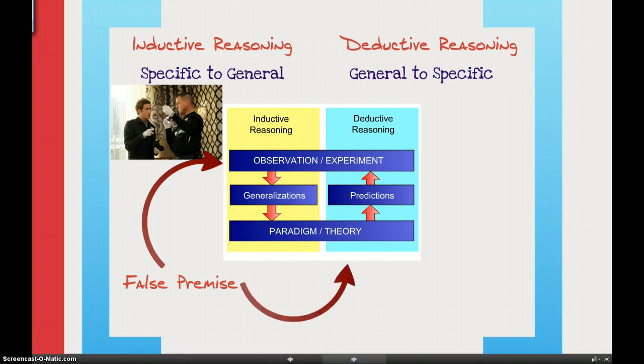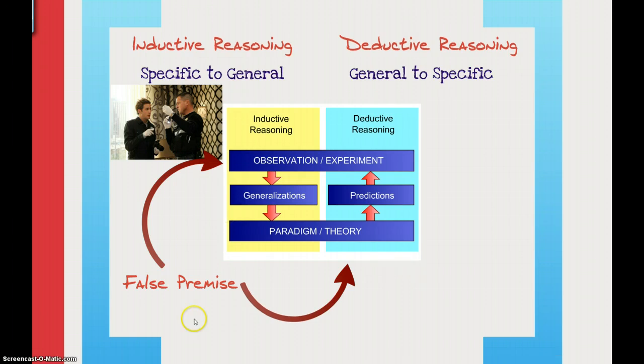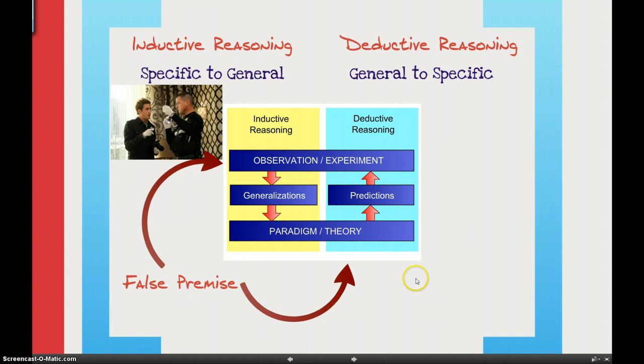It's the same for deductive reasoning. If you start with an incorrect theory and apply it to a specific situation, then you can come up with an incorrect outcome. So let's say you had a false premise for a theory that all teachers were female, and then you decided to use that on your male teacher and call him Mrs. So you would have a bad conclusion because you had a false premise. Your theory was incorrect.